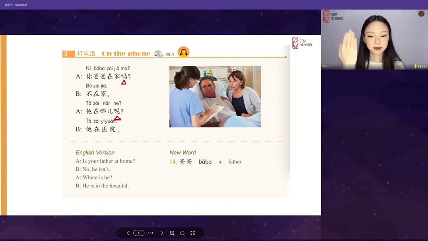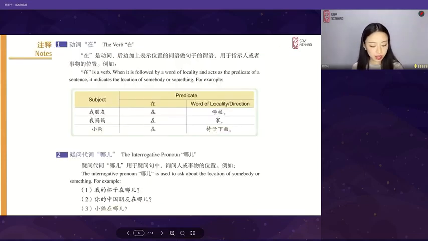不在家。他在医院. Okay, very good. Now let's move on to our next part, the language point. First is the verb 在 and the interrogative pronoun 哪儿.